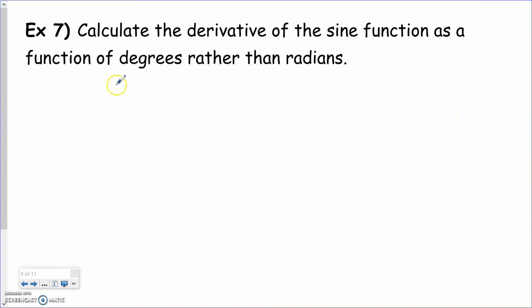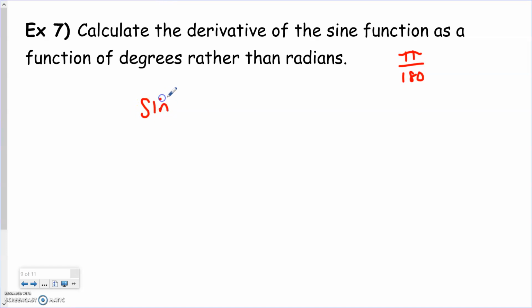Last one, calculate the derivative of the sine function as a function of degrees rather than radians. Now to change radians to degrees, I'm going to rephrase that. I did say it backwards. To change degrees to radians, we're going to multiply by pi over 180.